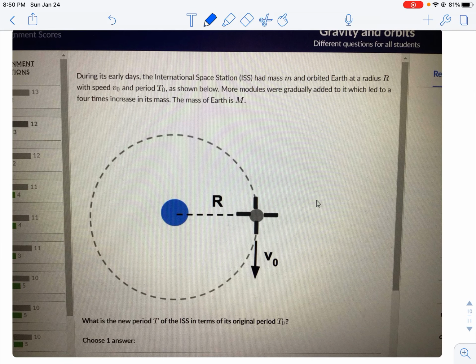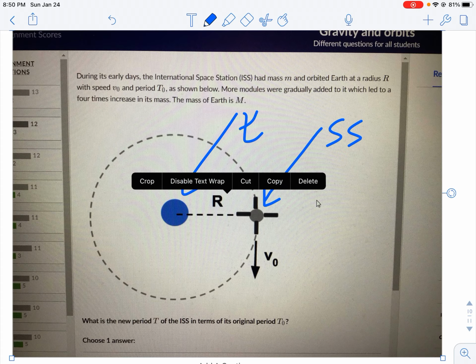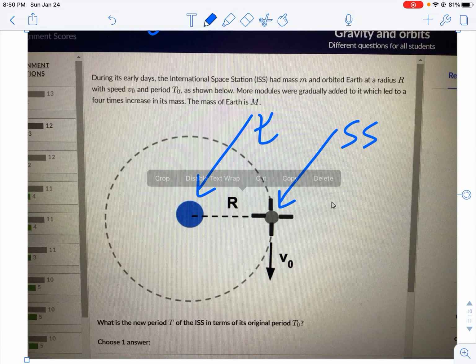All right, so here's another Khan Academy problem. It says, in its early days, the International Space Station had a mass m. This is the space station right here, and it orbited the Earth, right? There's the Earth. And with a radius r and speed v naught and a period t naught. So period is the time it takes to go around once.